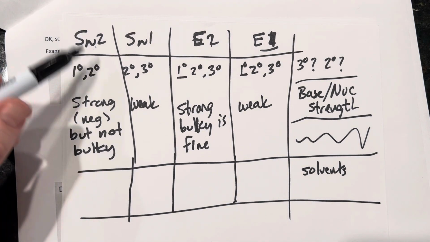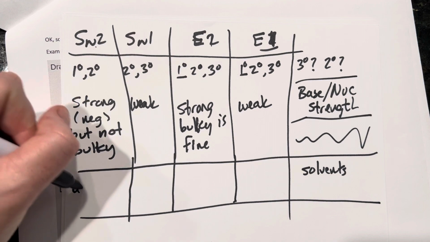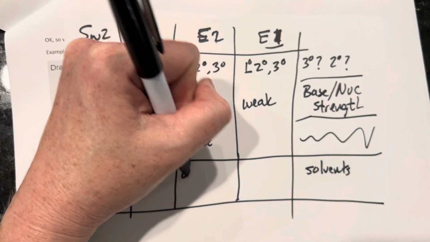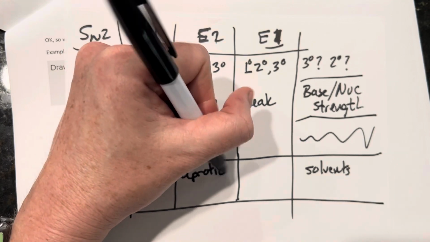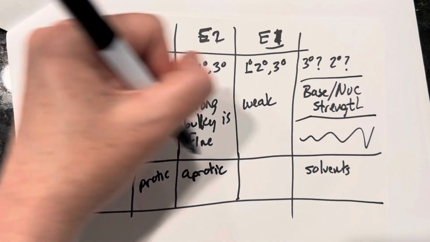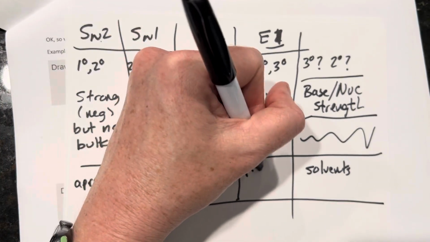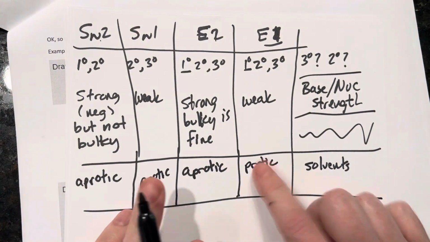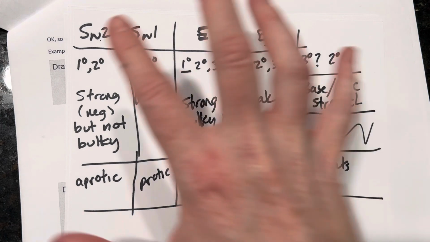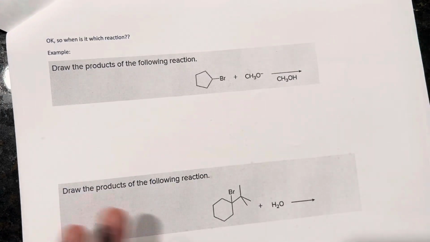So SN2 prefers aprotic, as does E2. But SN1 is protic, as is E1. So these prefer the hydrogen bonded solvents. Okay, so with that being said, let's take this information and go do these.